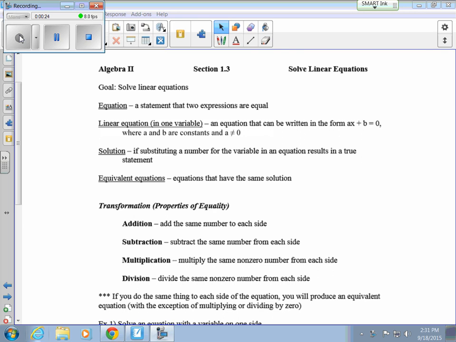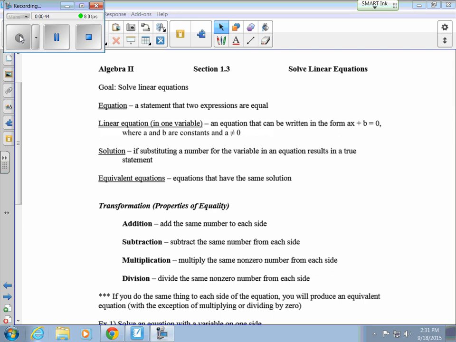So we're going to also talk about the solution. A solution is when we substitute a number for the variable into the equation and the result is a true statement. So if you plug a number in and it makes it true, that means it's a solution to the problem. Equivalent equations are equations that have the same solution.